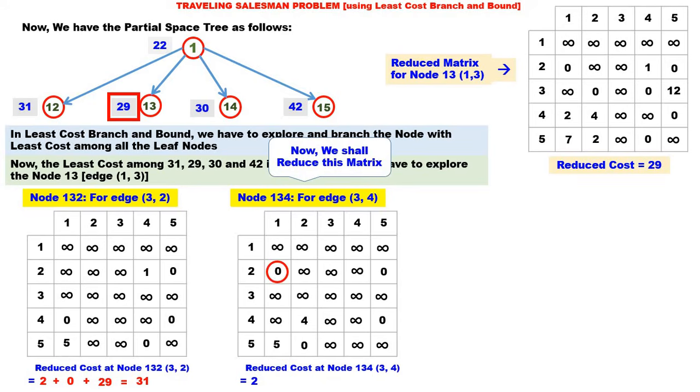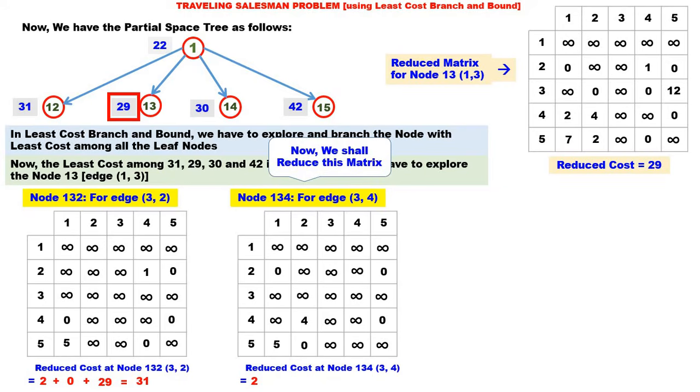Now column, first column the minimum element is 0, no change. Second column minimum element is 0, no change. Third and fourth column infinities, we need not have to do anything. Fifth column, it is 0, no change. Therefore, the total reduced cost is 2.